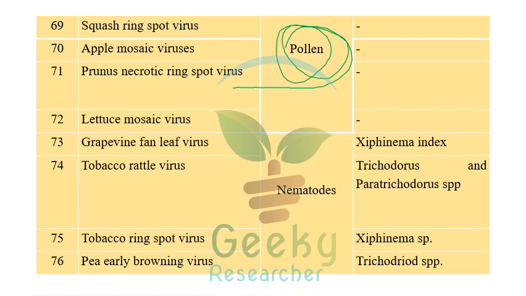And the next one, grapevine fanleaf virus, is transmitted by nematodes, Xiphinema index. These are also very important. Grapevine fanleaf virus is transmitted by the nematode Xiphinema index. Tobacco rattle virus is transmitted by Trichodorus and Paratrichodorus. Tobacco ring spot virus is transmitted by Xiphinema. Pea early browning mosaic virus is transmitted by Trichodorus.